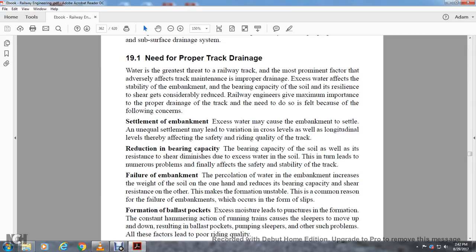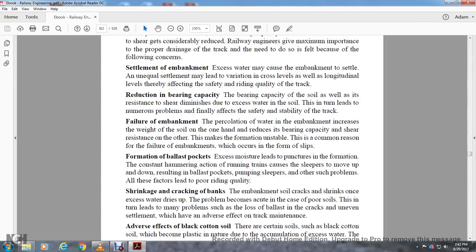Failure of the embankment. The percolation of water into the embankment increases the weight of the soil on one hand, and reduces the bearing capacity and shear resistance on the other, making the formation unstable. This is the common reason for the failure of embankments, which occurs in the form of slips. Formation of ballast pockets. Excessive moisture in the formation, with the constant hammering action of the running train, causes the sleeper to move up and down, resulting in ballast pockets, bumping of the sleeper, and other such problems, as well as poor riding quality.